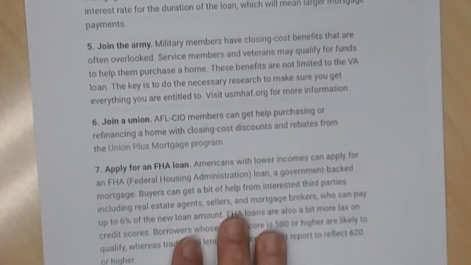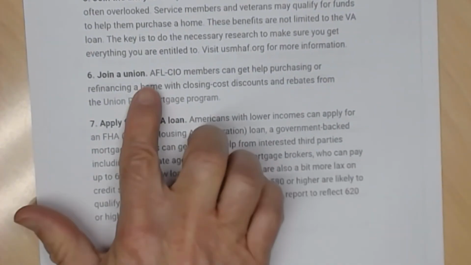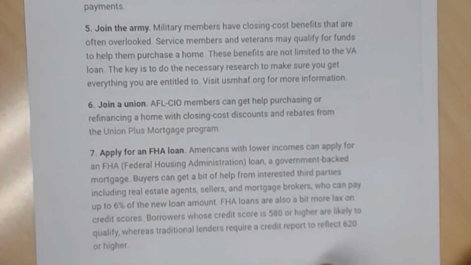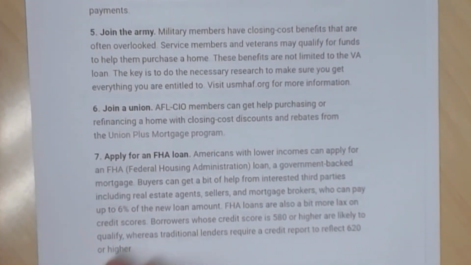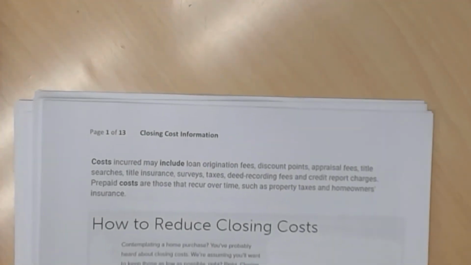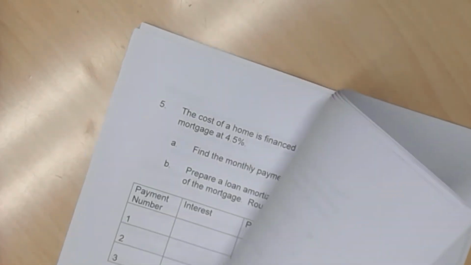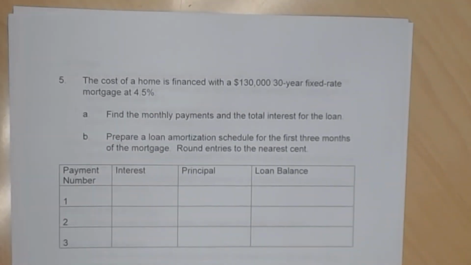You can apply for an FHA loan. And then it says join a union. AFL-CIO members get help purchasing or financing a home. So there are all kinds of ways in which you can reduce the fees or the points, or someone could pay for the points of the loan. Okay? All right, so just keep that in mind. This is in Canvas, so make sure you look at it in Canvas, okay? All right, so let's look at number 4.